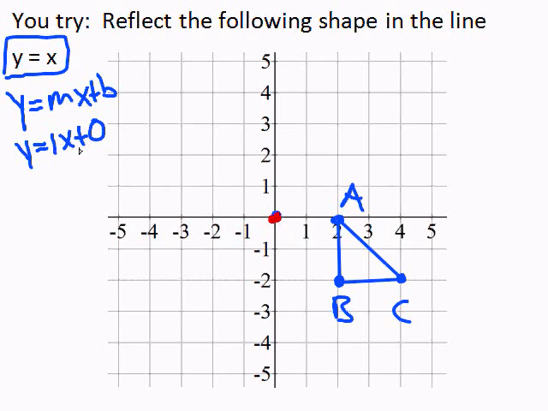Now, your rise over run is going to be 1 over 1. So we're going to go up 1, right 1, up 1, right 1, up 1, right 1. And down 1, left 1.